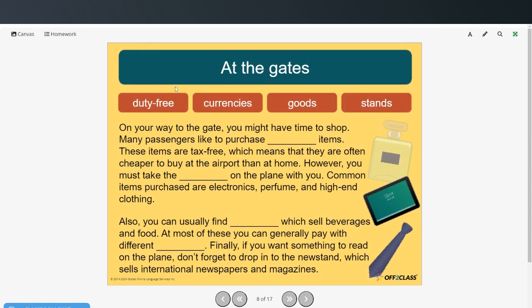All right, again, you can pause the video and fill in the blanks and then restart when you're ready to check your answers.